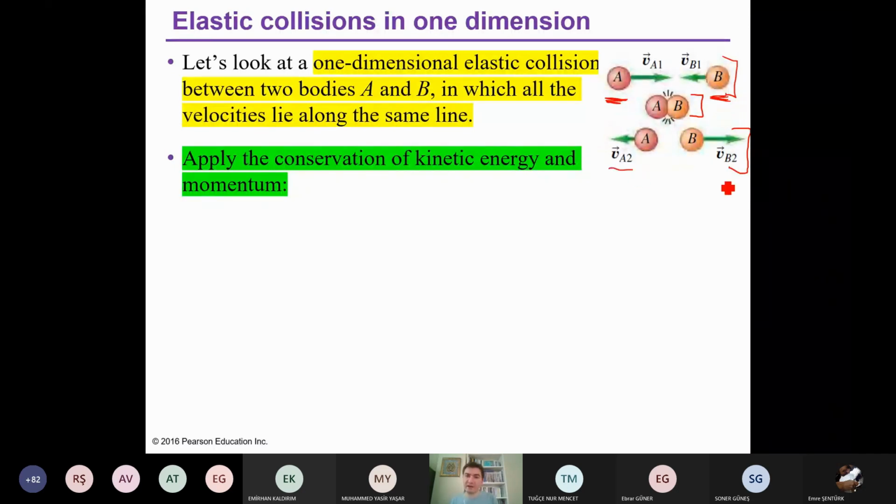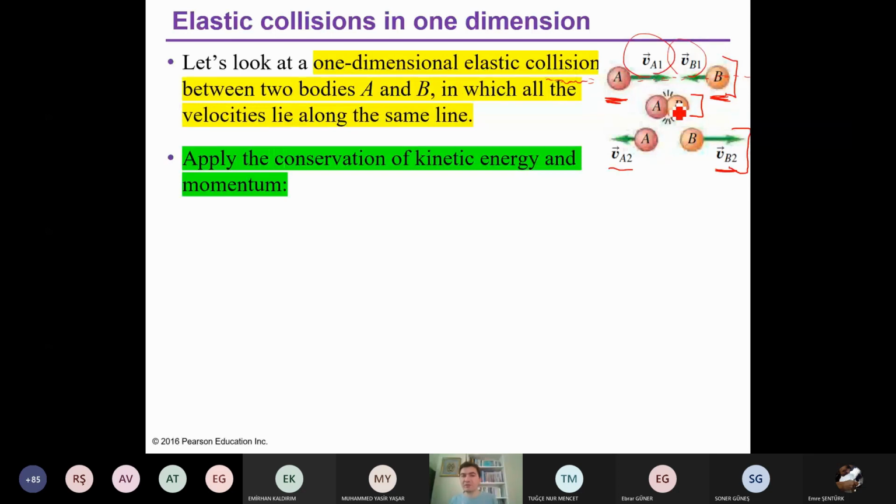Let's consider that this collision happens along a certain axis, and that it happens in one dimension. It means that the velocity of A and the velocity of B lie along the same line. So then we can apply conservation of energy and conservation of momentum.